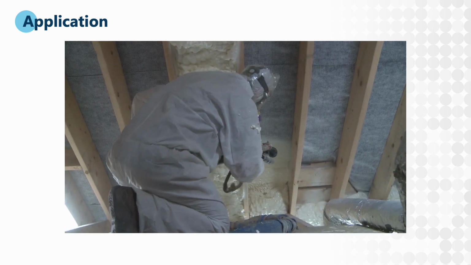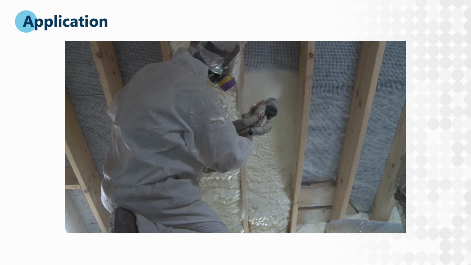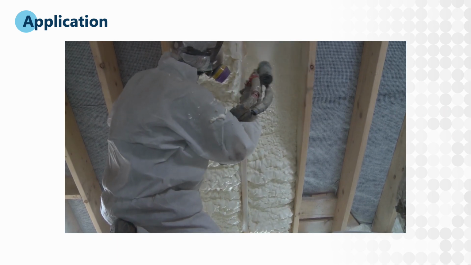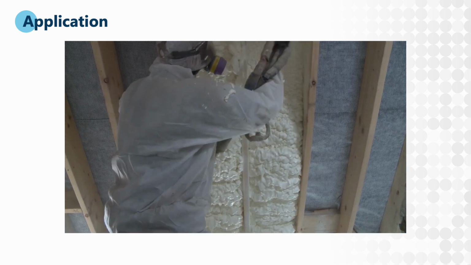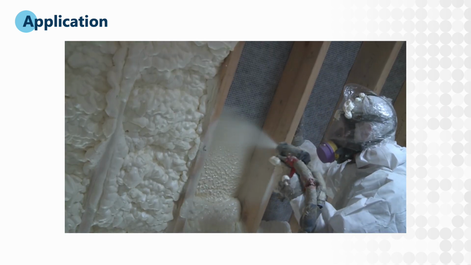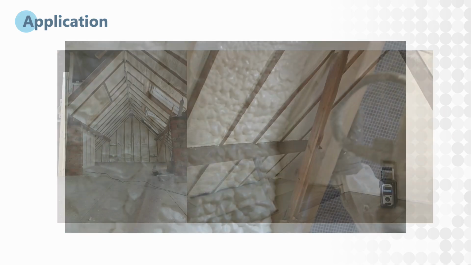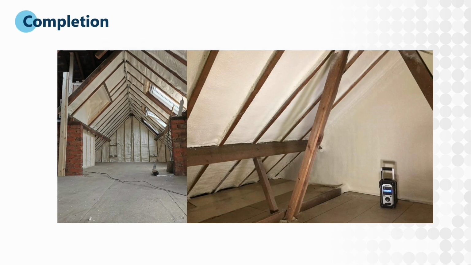You will see how the product is sprayed in a very thin layer, which then expands to a much thicker insulation layer. This open-celled foam does not provide a smooth surface. This is normal, but you will see that it is uniform in thickness overall. Once the installation is complete, the installer leaves the roof space in a tidy condition.